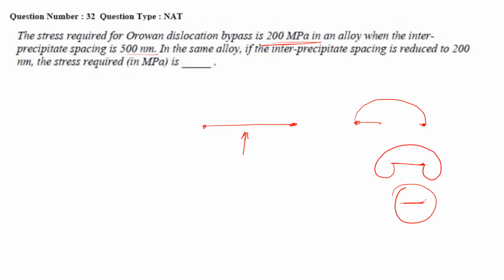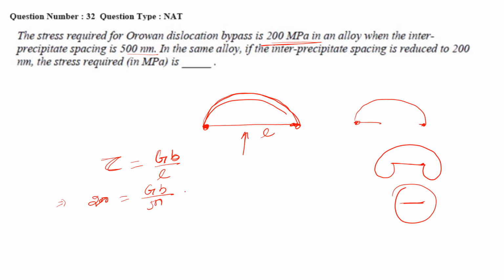So, to make a bow, there is a stress, and this stress is tau equal to GB upon L. L is the length, G is the shear modulus and B is the Burgers vector, and tau is the stress. Here it is given that initially it is 200 MPa for a certain dislocation with the interprecipitate spacing. These are supposed to be pinned by precipitates here, these 2 points. The spacing is 500 nanometer here.